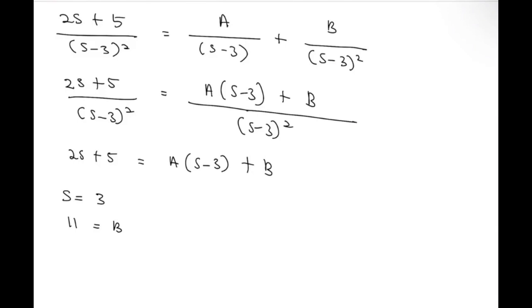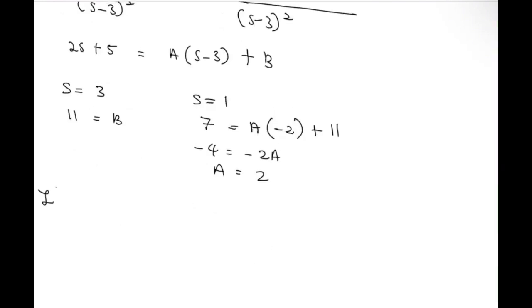Let s equal to 1. So 2 times 1 is 2, plus 5 is 7. We want to find what a is. So a times (1 minus 3) is minus 2a, and b is 11. So 7 minus 11 is minus 4, equal to minus 2a. So a is 2.